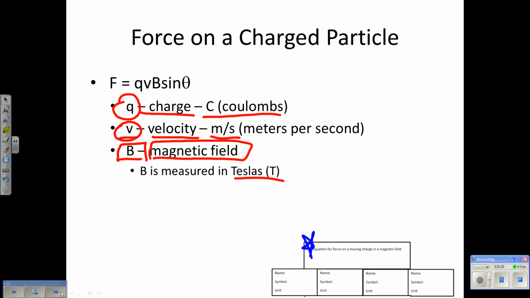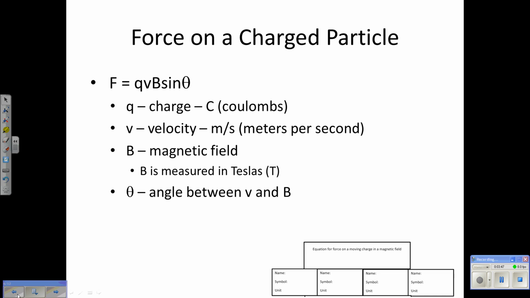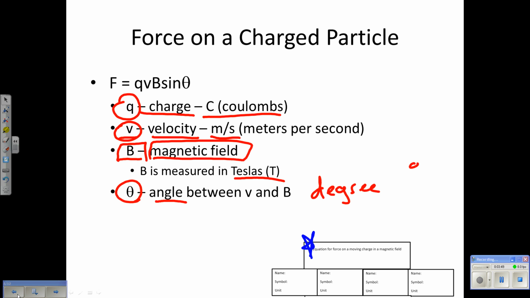Now let's look at sine theta. Theta is the angle. So the name is angle, symbol is this theta. And our units, I didn't put it in here, but you can put them in as degrees, little symbol degree. Okay? So we're not doing them in radians, for those of you in calc. Okay, I'll give you guys a second to look at that.